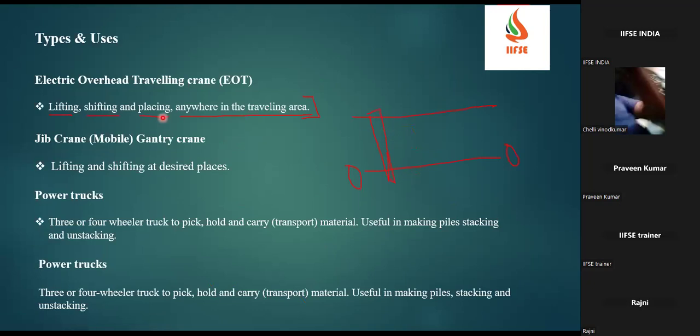Now we'll see types and uses. We'll see the different types of mechanical equipment we use for shifting and lifting materials. One is the electric overhead traveling crane, or EOT crane, which everybody is familiar with. This is used for lifting, shifting and placing anywhere in the traveling area. Here the traveling area is the keyword. The EOT crane has a fixed path. If you see a shop floor, this is the total width of the shop floor.